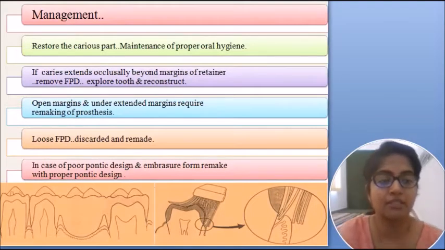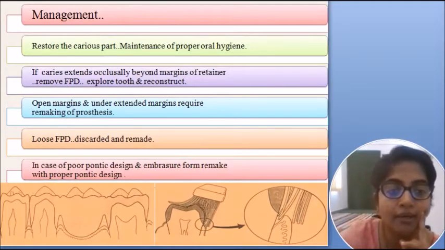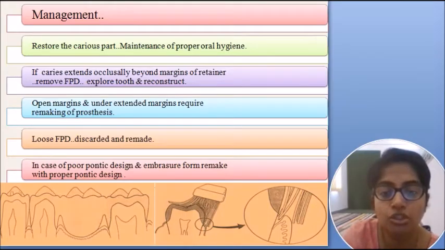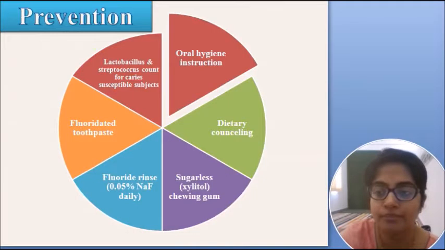Now how do we manage such problems? Restore the carious part and advise on proper maintenance of oral hygiene. If caries extends occlusally beyond the margins of the retainer, remove the fixed partial denture, explore the tooth and reconstruct. Open margins and underextended margins require remaking of the prosthesis. A loose fixed partial denture should be discarded and remade. In case of poor pontic design and embrasure form, remake with proper pontic design. So this is how we can manage.